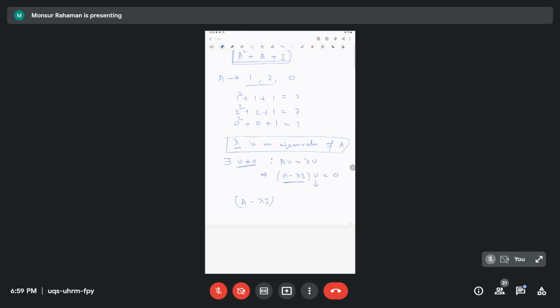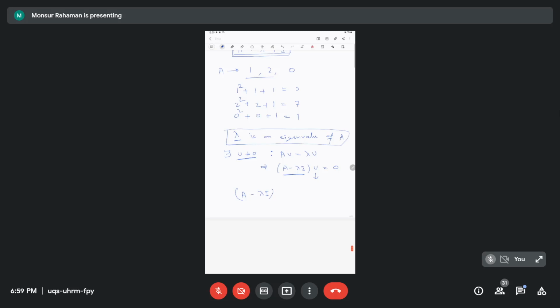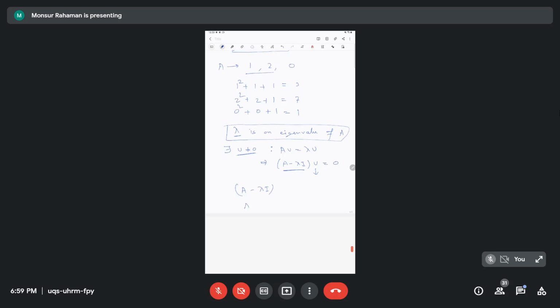Or you can also say lambda is a root of the characteristic equation, which is nothing but determinant of a minus lambda i equals 0. Once you claim that lambda is a root of this equation, this will automatically follow.